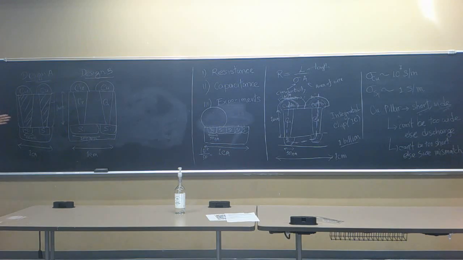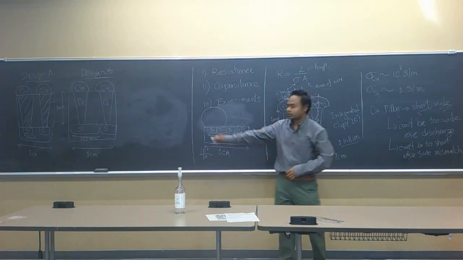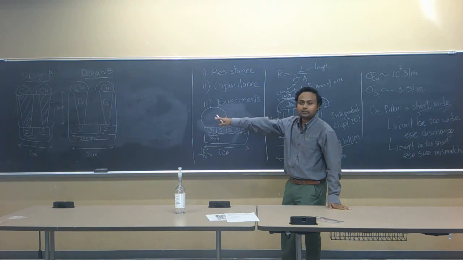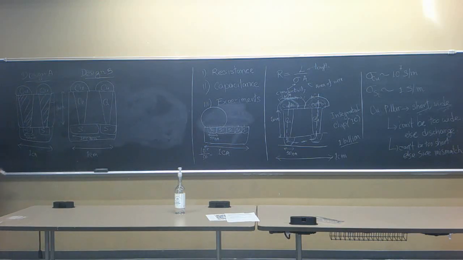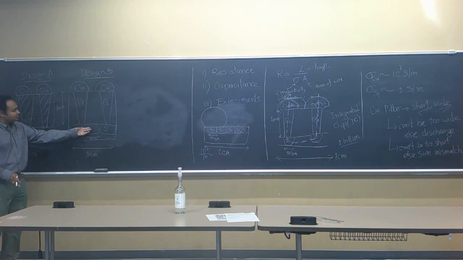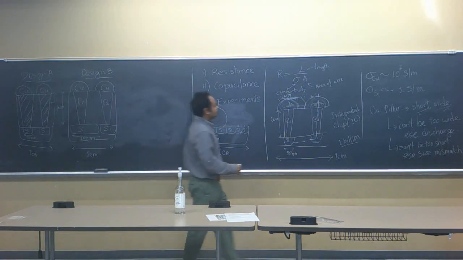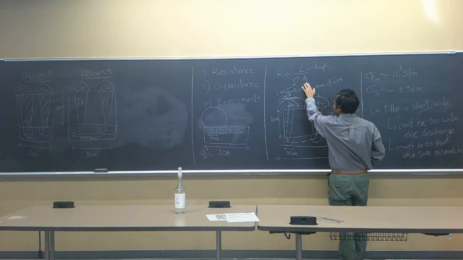Which one will give you better performance in terms of resistance? If I ask you which design will give you least resistance, what would be your choice? Design A or design B? Design A. Why do you think design A is giving you least resistance compared to design B? What is your argument? There's less length through the silicon devices. Yes. So remember that resistance is proportional to length and inversely proportional to area.